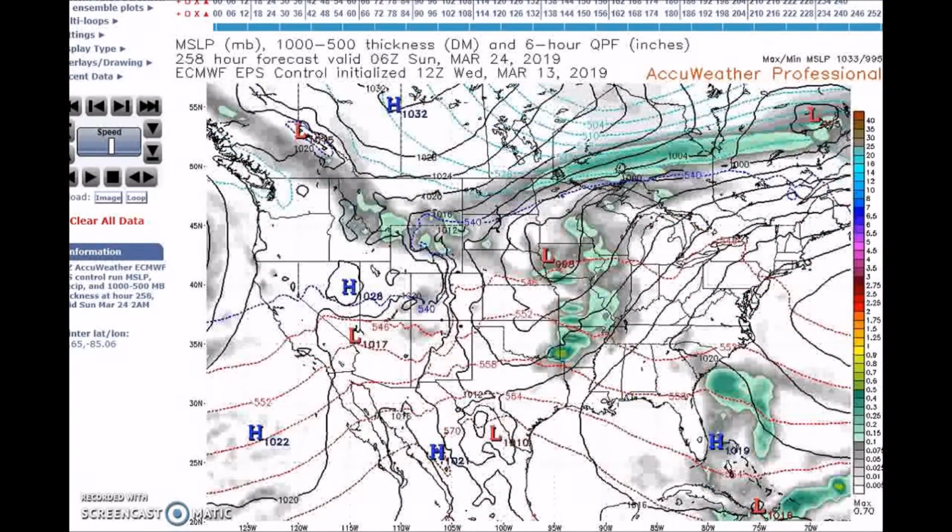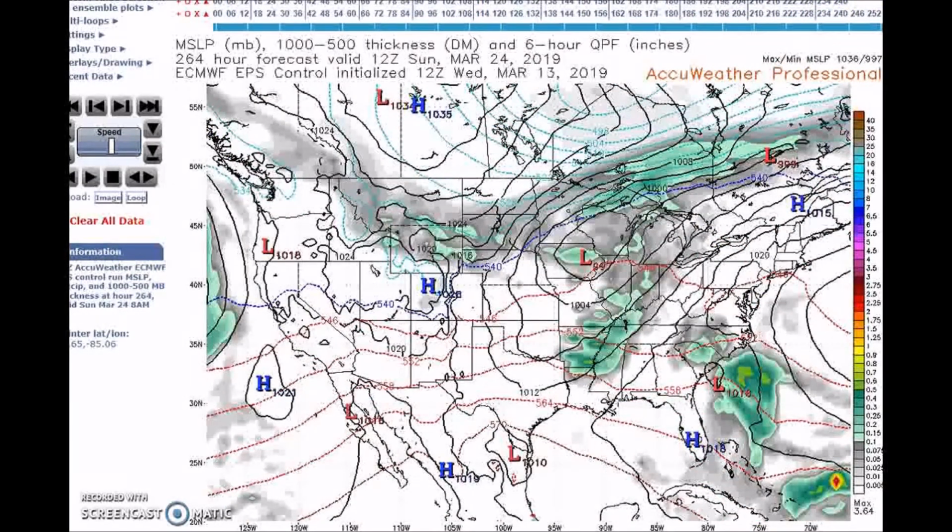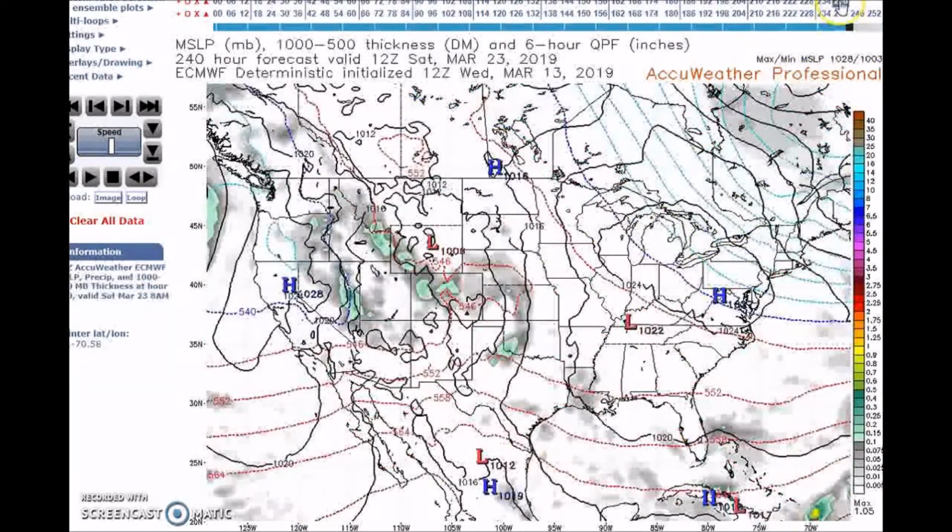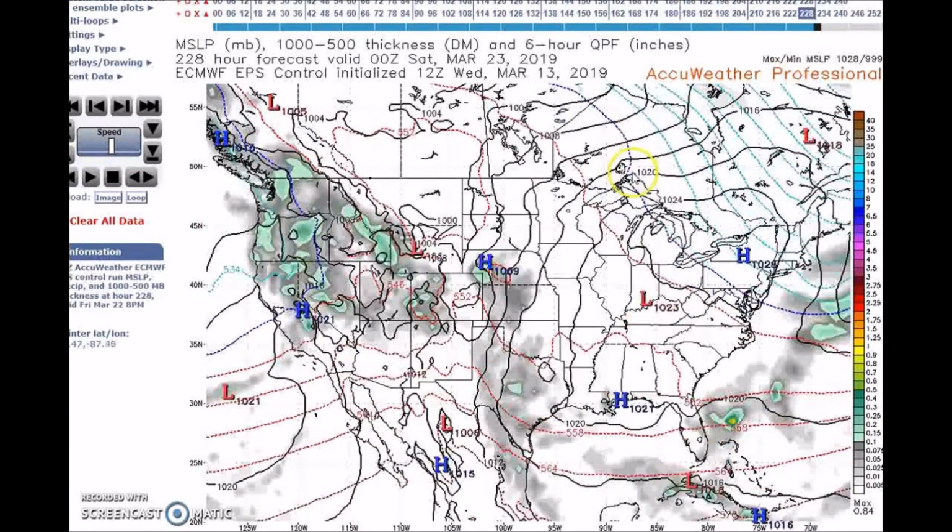So you can see most of it dry, and then later on in the period, you can see some precipitation moving into the east. And looking at the other models, it's relatively dry. Okay, now we're going to talk about the period from March 19th to 23rd.